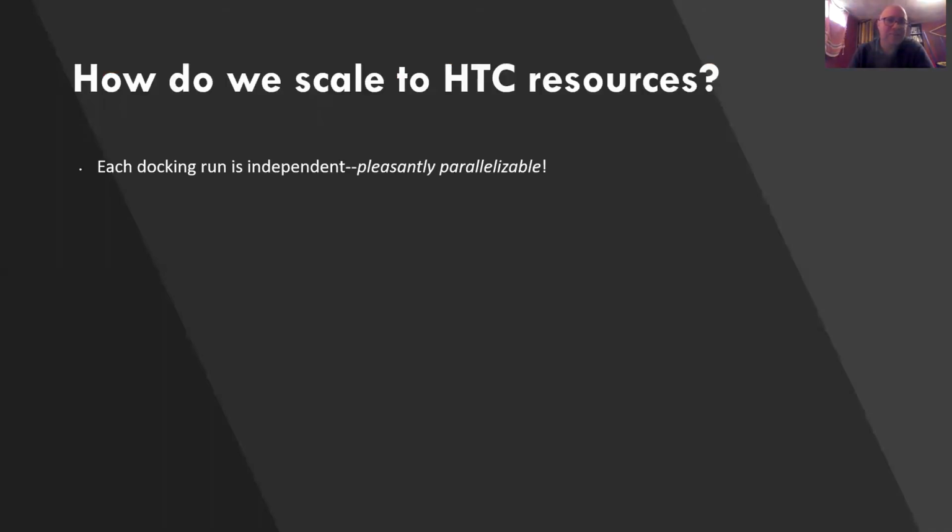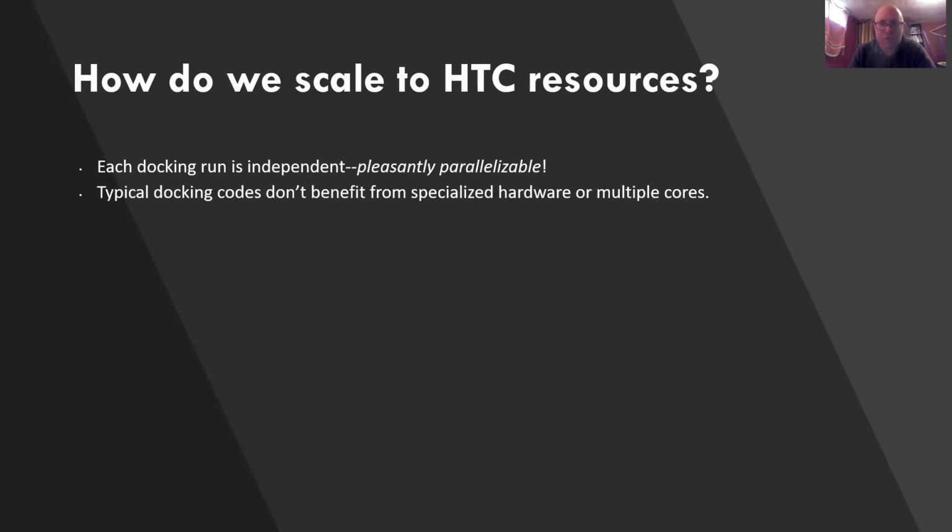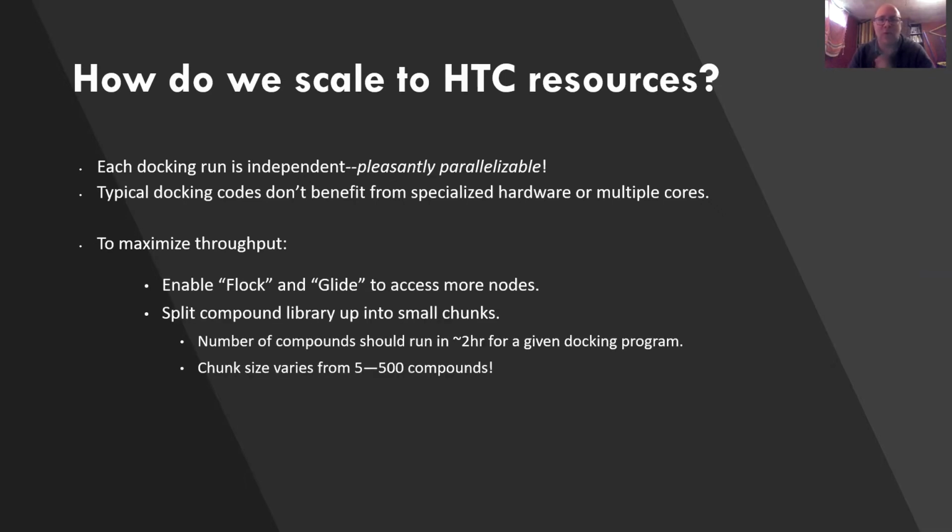So how do we scale? Each docking run, each molecule can be docked independently, so it's pleasantly parallelizable. Typical codes don't benefit from special hardware or GPUs, so I think we're good just using HTC CPU cores. And also, to maximize throughput, we enable flock and glide to access more nodes, to get onto OSG. We split the compound library up into chunks, and we scale the chunk size so that it'll run in under 2 hours on a single core. The chunk size can vary from 5 to 500 compounds depending on the program.